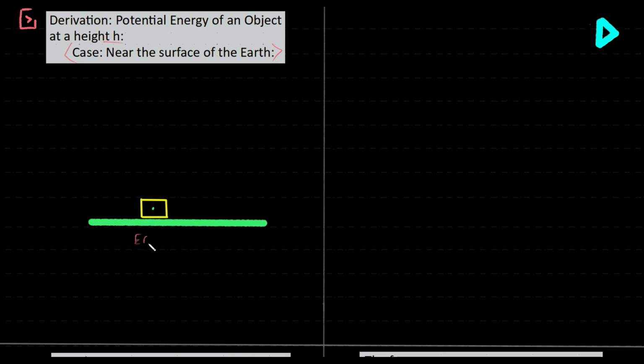So we have the earth over here and we have the object over here. Somewhere along the line, if we keep the object over here, point P, the question is, what is the potential energy at this point P? This is of mass m, and the height that we lifted the object is h from the surface of the earth. So what is the potential energy of this particular object as of now? That's the question. So how are we going to derive this?